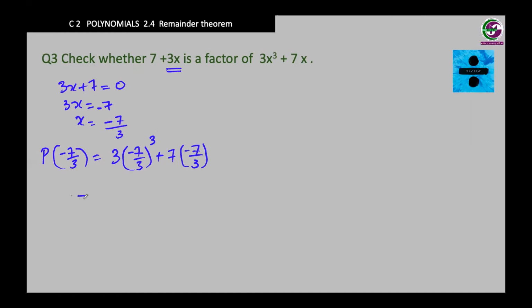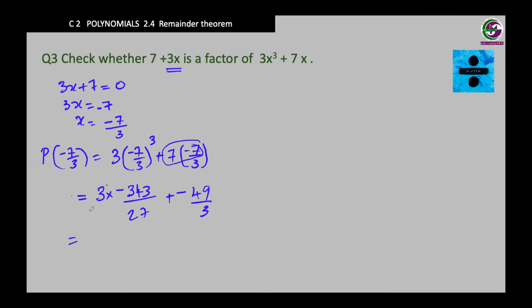We can just directly write the answer. So we have 3 times negative 7, negative 7, negative 7 will give you negative 343, divided by 3 times 3 times 3, which is 27. Plus and minus will be minus. So 49 divided by 3. Hope you remember you have to multiply only with the numerator.